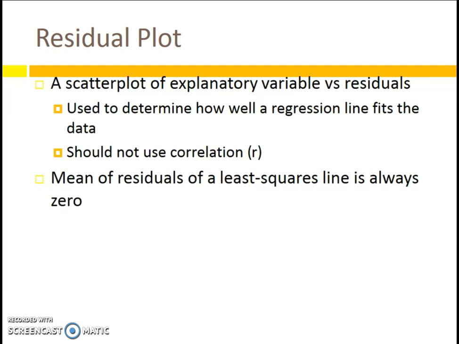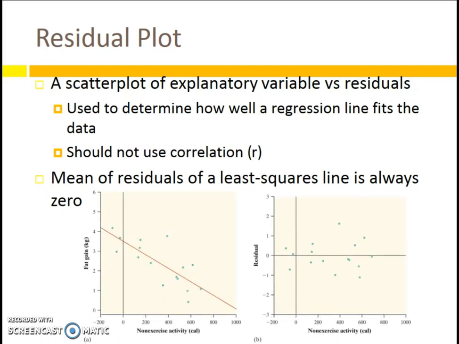We shouldn't actually use R, right? It can be misleading to use R. Even if you have a strong correlation, you might not actually have linear data, all right? And I'll show you an example of that here in a little bit. Something kind of cool, the mean of the residuals of the least squares line is always going to be 0.